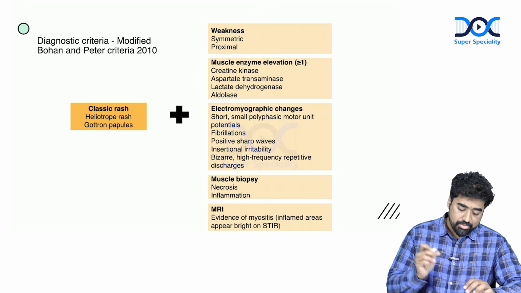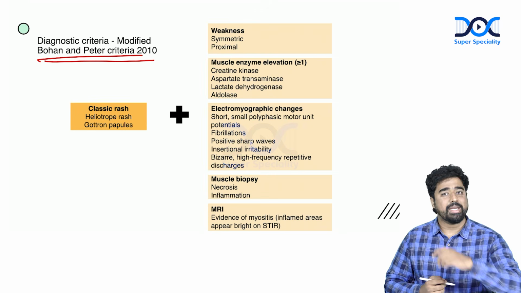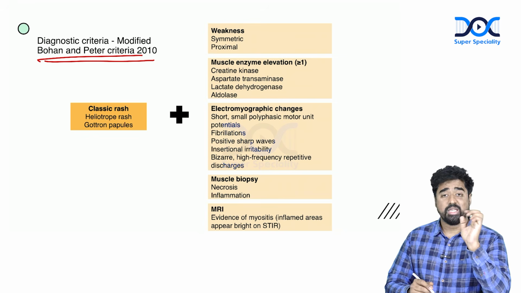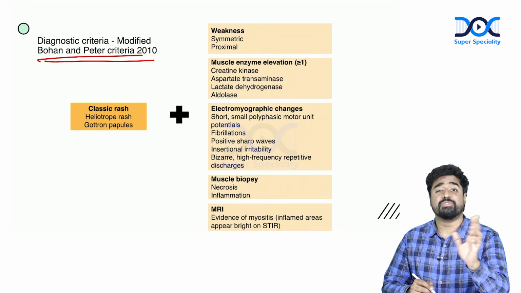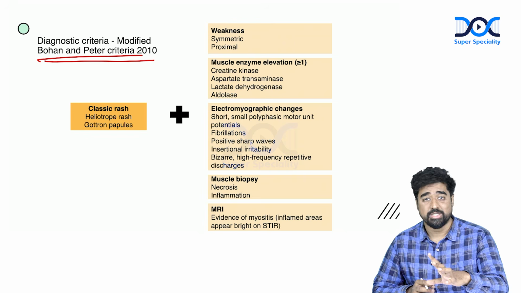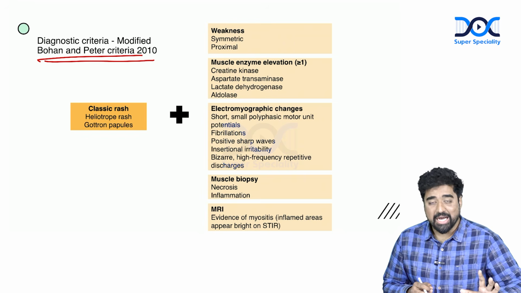Shawl sign, V sign. Now Bohan and Peter criteria, modified, not asked before in your NEET SS, asked in your INISS, but I'm not sure if it was in the general pediatrics part or the peds rheumat part. But yeah, it can be asked.